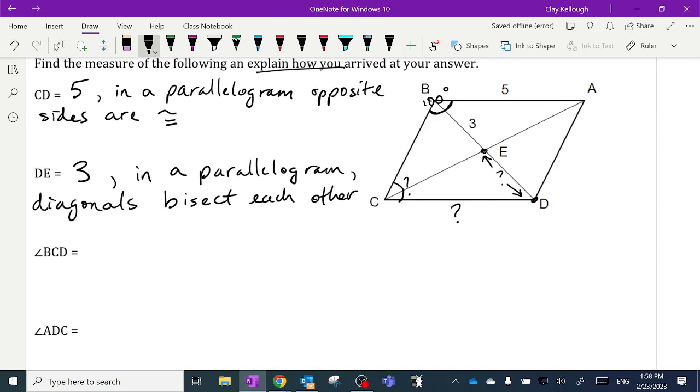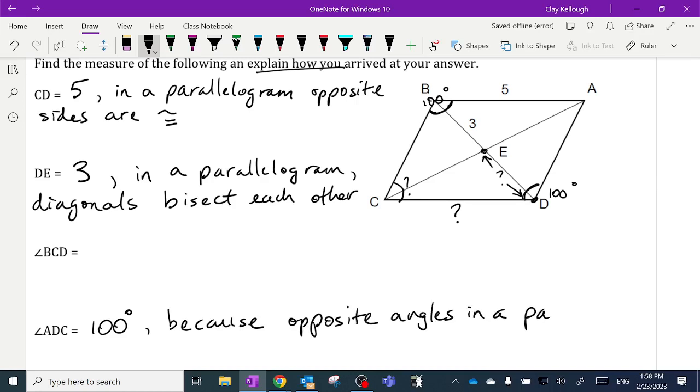And again, this goes back to lesson 6. If you go back to the lesson 6 notes, what does it say about opposite angles in a parallelogram? They're the same. So A to D to C, that's this angle here, also has to be 100 degrees. And again, I'll say because opposite angles in a parallelogram are congruent.